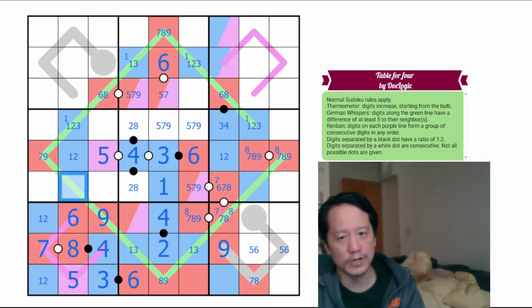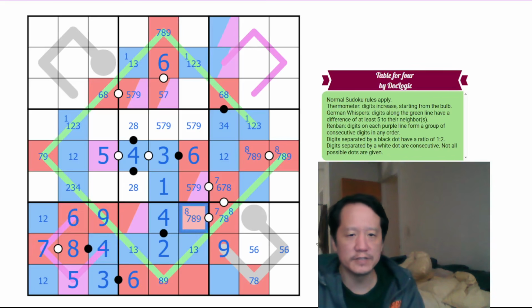This can't be 1, so it's 2, 3, or 4 there. 9 eliminates 9 from being here. This is 7, 8 as a pair. We have 4 high digits in row 7, which eliminates high digits in the rest of the row, so this cannot be high. It's a 5, which eliminates 5 from being here. So this is 7 or 9.